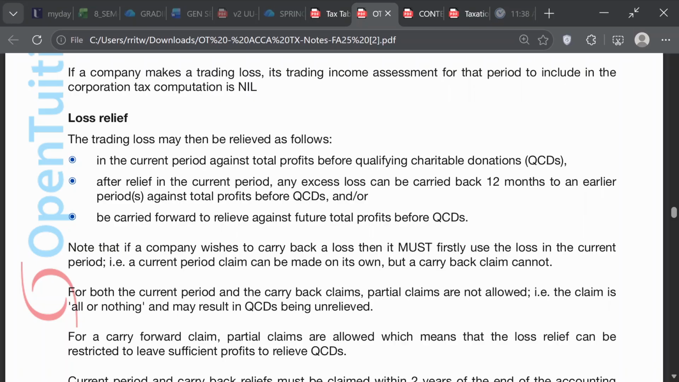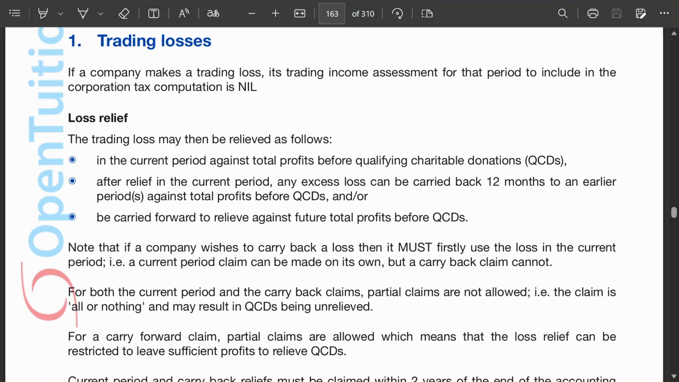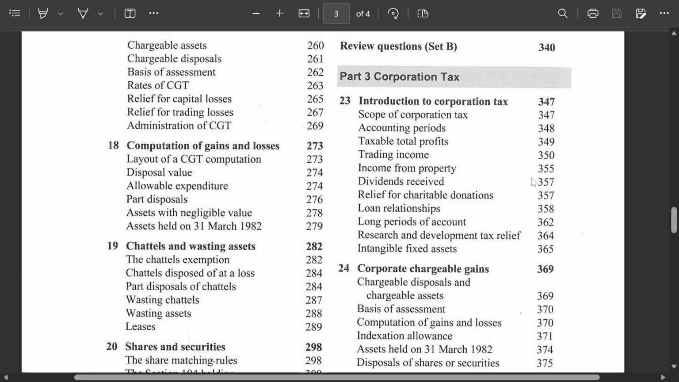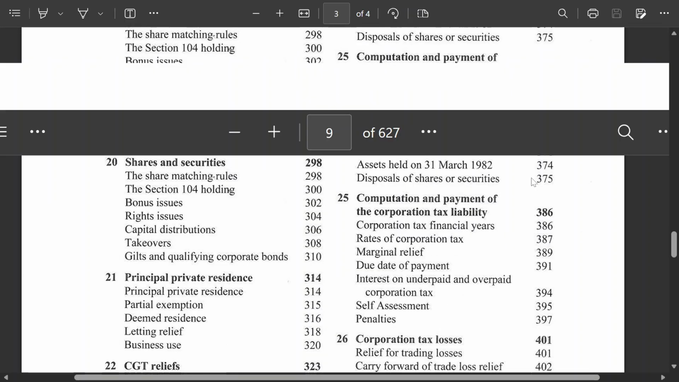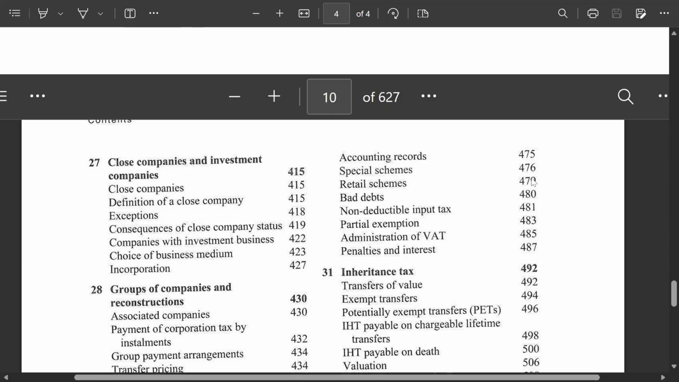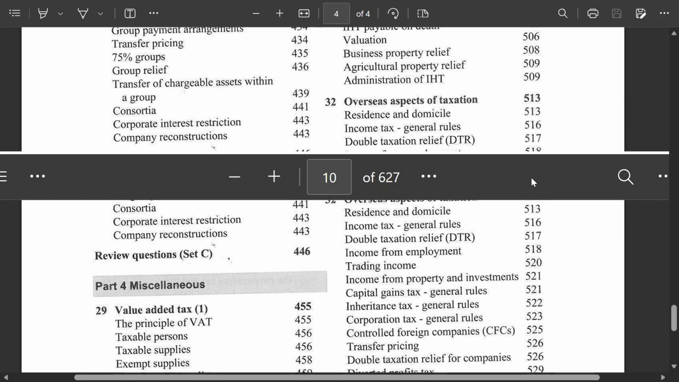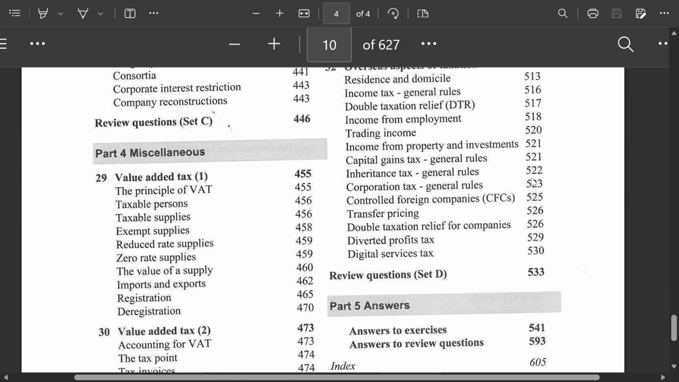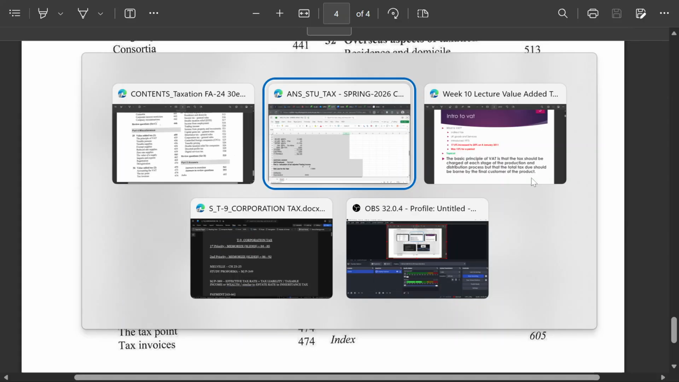Anyway, we will refer to Melville again. So chapter 29, VAT is 29. Let's look at page 455.